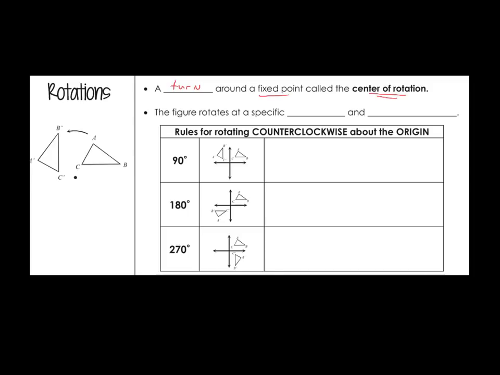The figure rotates at a specific angle and direction, right? So you have both pieces. So we're headed over here in a counterclockwise fashion, and that's usually the way we move, unless otherwise stated, counterclockwise. And this is our center of rotation. So A goes to A prime.